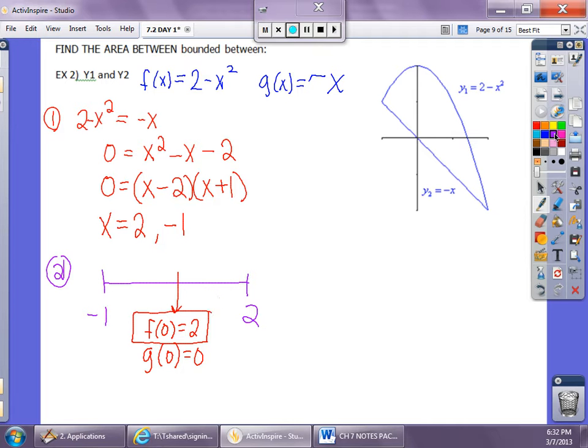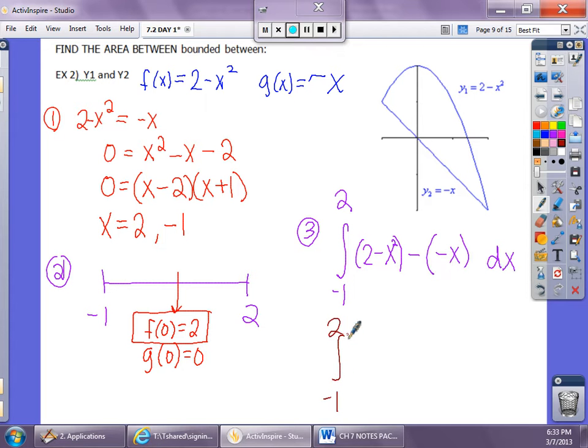So step 3, do my integral. I'm going from negative 1 to 2, my top function being the f function, 2 minus x squared, my bottom function being the g function, negative x, dx. And then before you try to integrate, simplify, it makes it a little bit easier for you. So negative x squared, positive x, positive 2, and then dx. That way, it's a little bit easier to take your integral.